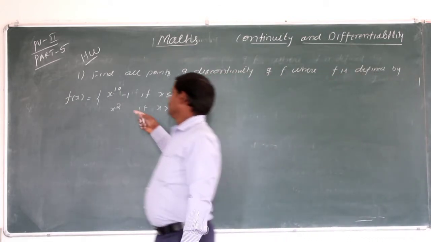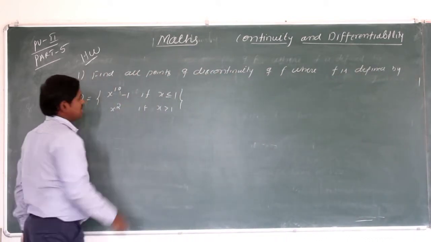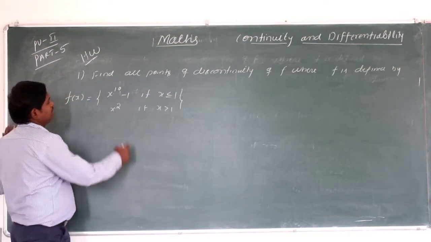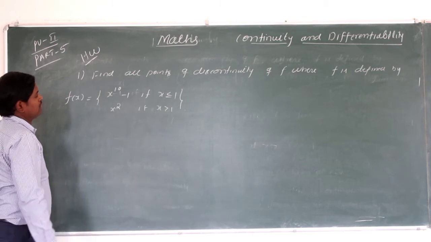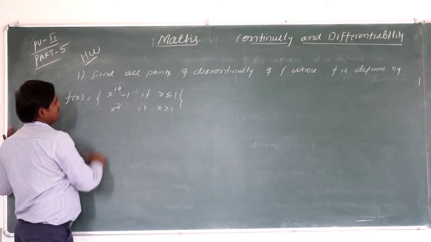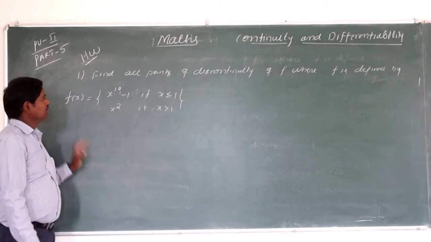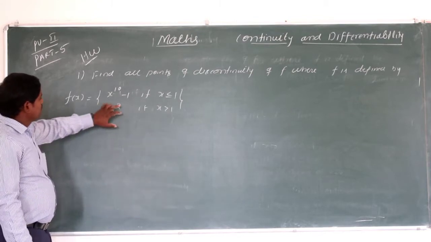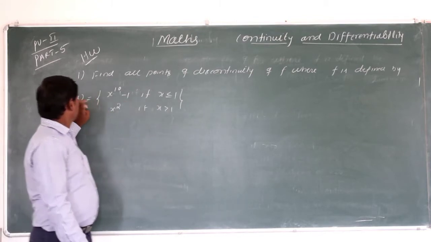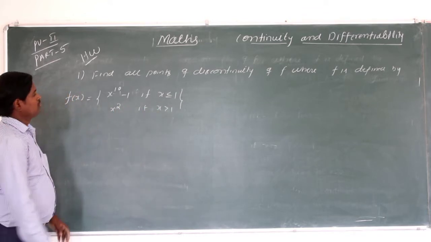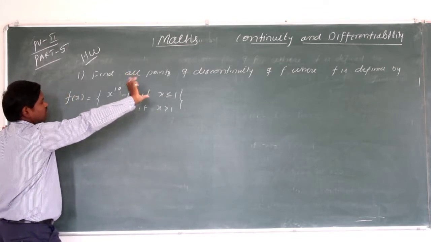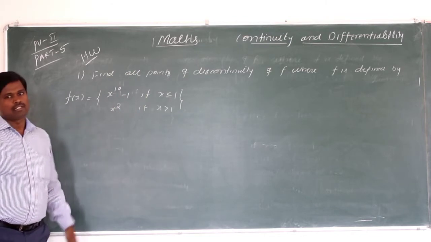Like this, x to the power of 10 minus 1 if x is less than or equal to 1, and x square if x is greater than 1. So we discuss the continuity about this. Being a polynomial function, for x less than 1 it is continuous. Again, x square is continuous for x greater than 1. So we shall discuss the continuity at x is equal to 1, and then we get the answer.